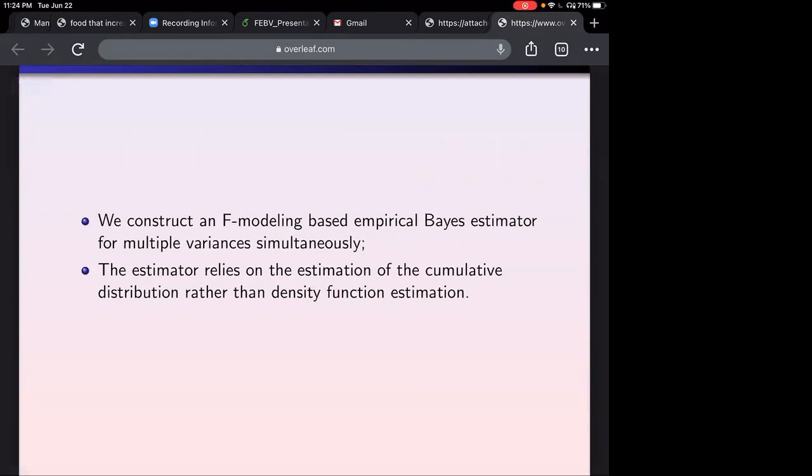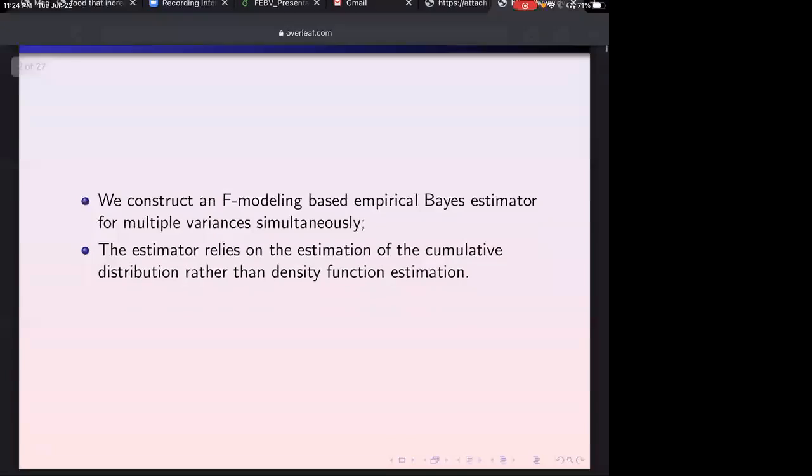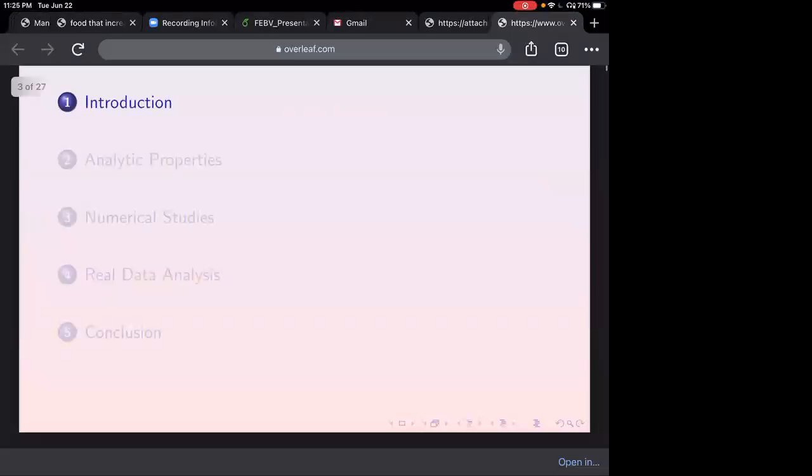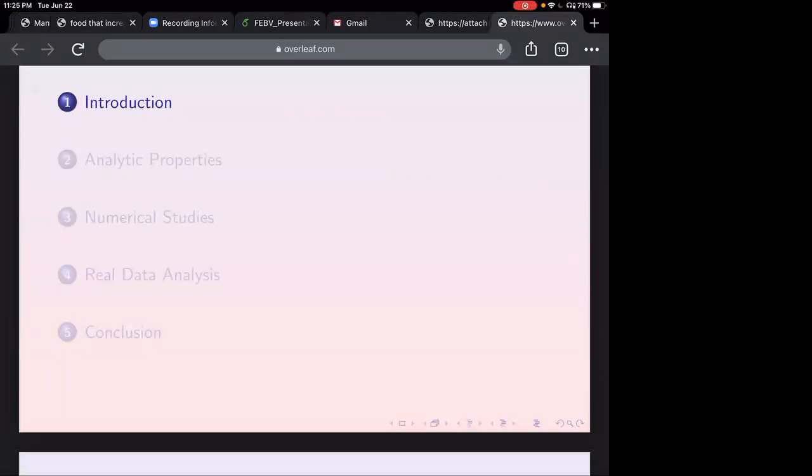So in this work, we have constructed a capital F modeling based empirical Bayes estimator for multiple variances simultaneously. And this estimator relies on the estimation of the cumulative distribution function rather than the density function estimation. Okay. So I'm going to explain in more detail what this means.